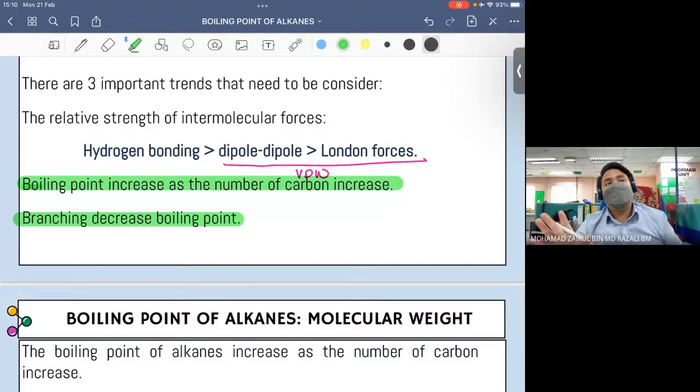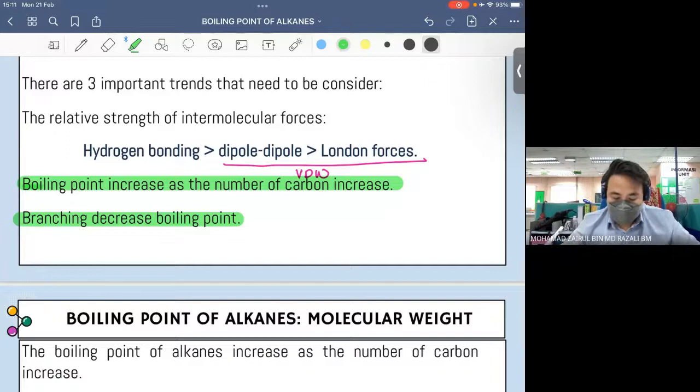Okay, so for the boiling point of an alkane, we can explain in terms of 3 different categories. First, we can compare the boiling point of alkane with a different molecular weight, and then we can compare the boiling point for isomeric alkane. Isomeric itu means same number of carbon, same molecular weight, but different in terms of the structure. And then the last one, we can compare the boiling point of alkane and also cyclic alkane with the same number of carbon. Apa je beza dia?